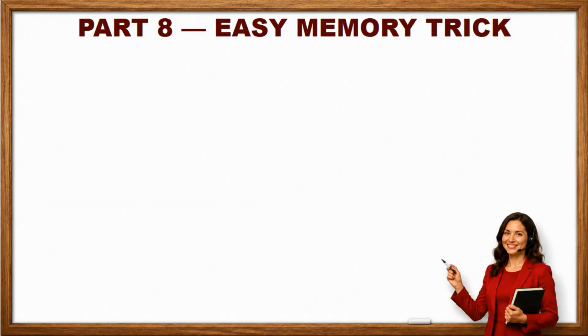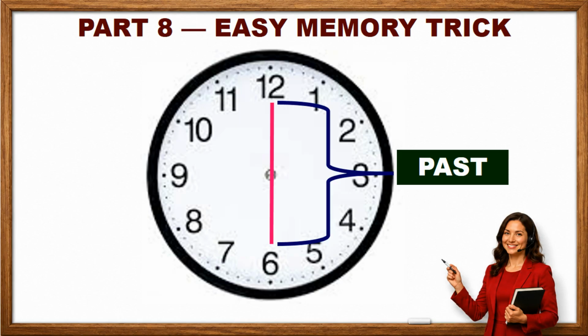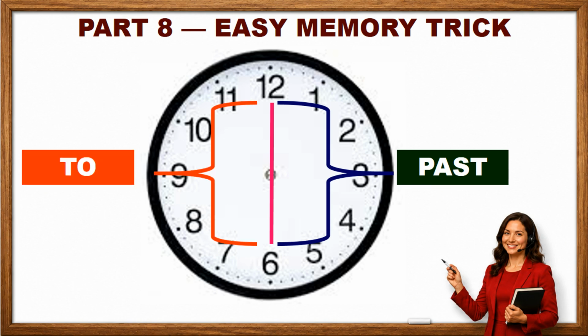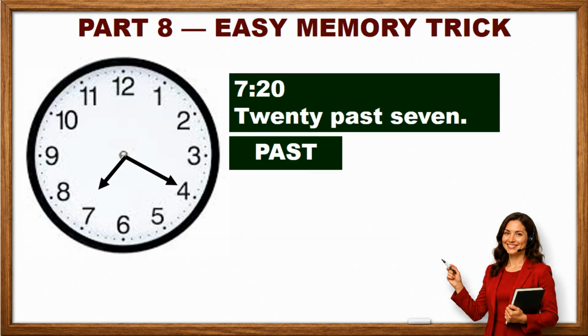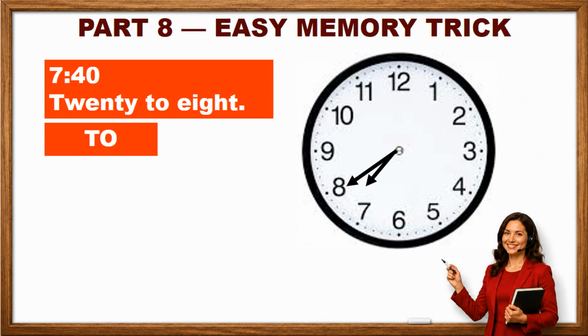Part 8. Easy memory trick. See the clock. Use past for the first half. Use to for the second half. Example. 7:20. 20 past 7. 7:40. 20 to 8. Simple.